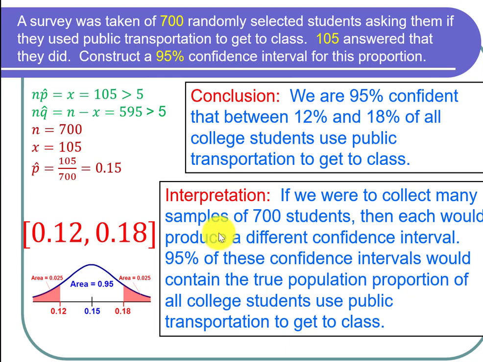So let's write that out. If we were to collect many samples of 700 students, then each would produce a different confidence interval. 95% of these confidence intervals would contain the true population proportion of all college students who use public transportation to get to class. And I'm done with the problem.